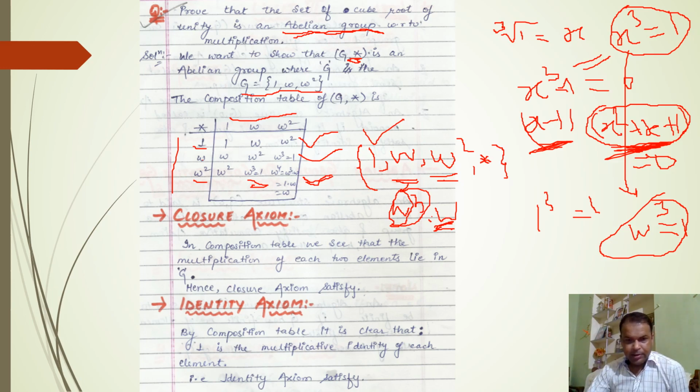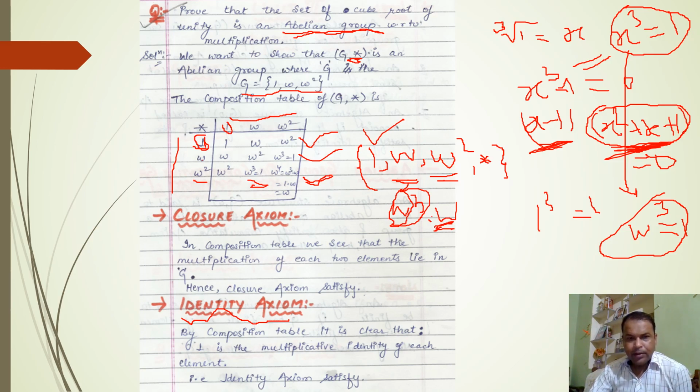The next property is the identity axiom. Now we will check whether the identity axiom is satisfied or not. Is there any element available in this G such that after multiplying that element with every element, we get the same result? Here we are checking that if we multiply 1 by 1, then we get 1. There is no change on this element. If we multiply 1 by 1, it means 1 is its own identity element.